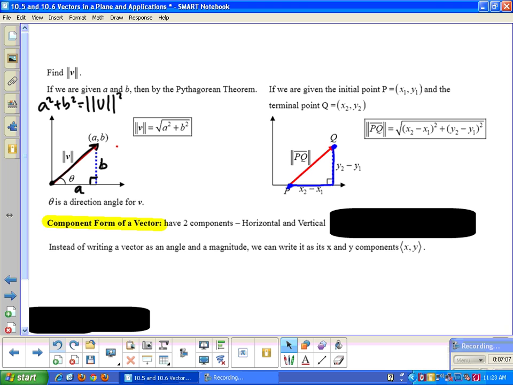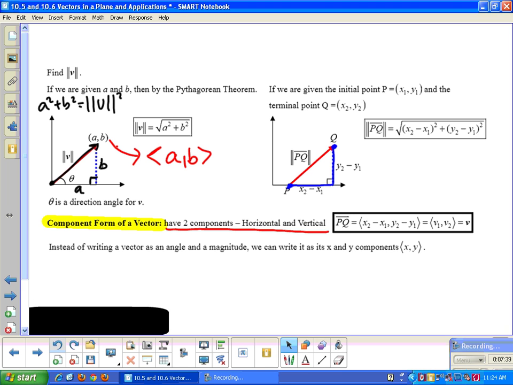Now, there is another way that we can write vectors using our horizontal components and vertical components. For the component form for a vector, for the first one that we have right here, we would write it with these little arrows. So <a, b> would denote the vector AB. And we could do the same thing with the other vector that we have as well. Again, these little greater than and less than signs just mean the component form of the vector, and they have two components, the horizontal and the vertical.